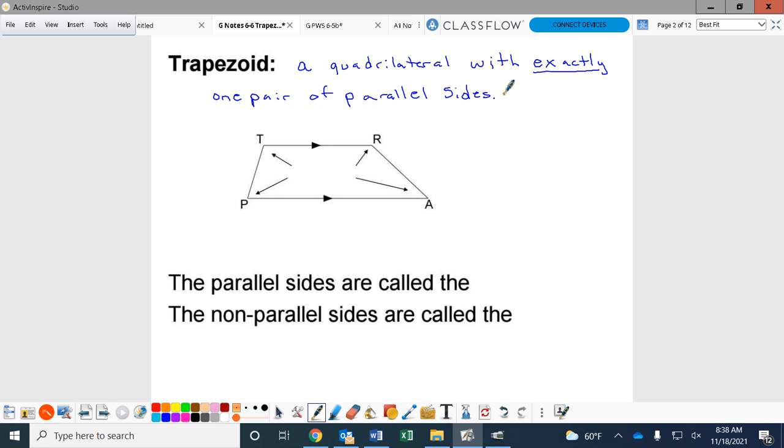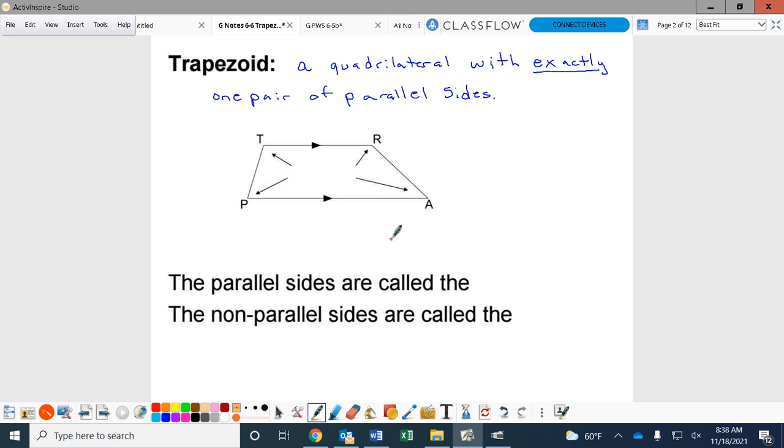Everything we've dealt with so far had both pairs of opposite sides parallel. We are not going to have that anymore. Only one pair of our sides is going to be parallel. In this case, that's the ones with the little triangles on it right here. You can see that these outside pieces, the TP and the RA, are not going to be parallel to each other.